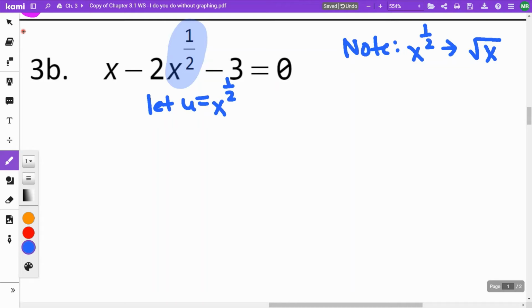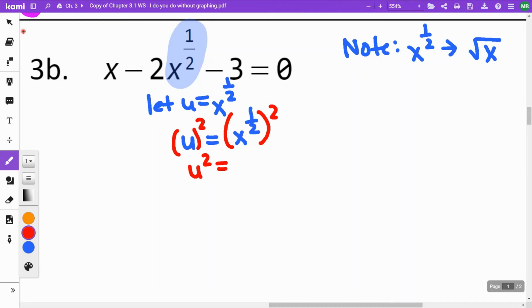Now I'm going to square both sides. I'm going to have u, and I'm going to have the x to the 1/2. I'm going to square this side, and I'm going to square this side. When I do that, I get u squared is equal to, power to power I multiply, an x.